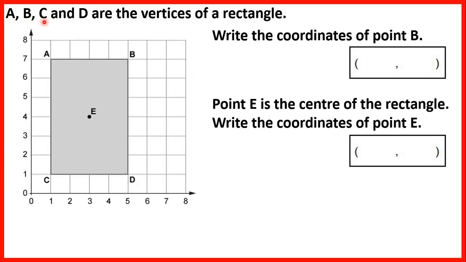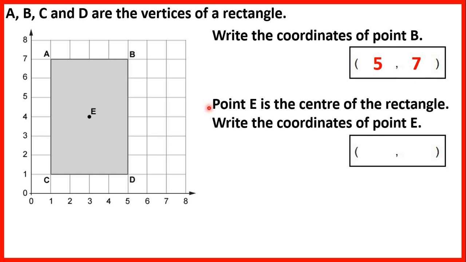A, B, C and D are the vertices of a rectangle. Write the coordinates of point B. So we can see point B here, and remember the first coordinate is the x coordinate, so we look down and we have 5, and then for the y coordinate we need to look across and we have 7. So the coordinates of point B are 5, 7.